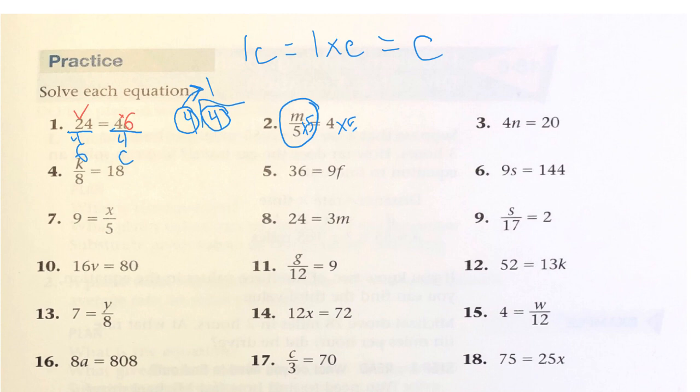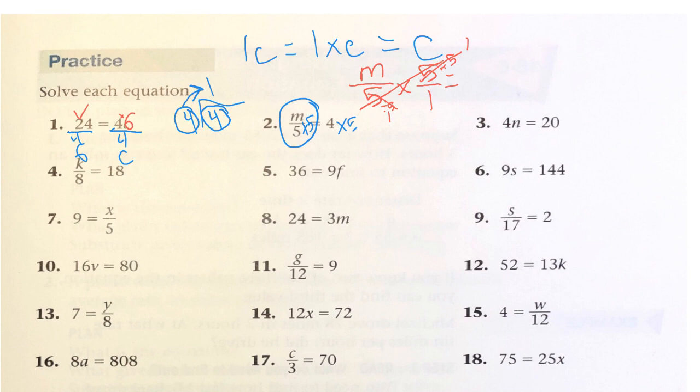All right, so m over 5 times 5. So if we multiply by the whole number 5, we could put a 1 underneath it. And now we can cross cancel these 5s by dividing each one by 5. And that's going to give us 1, and this will give us 1.